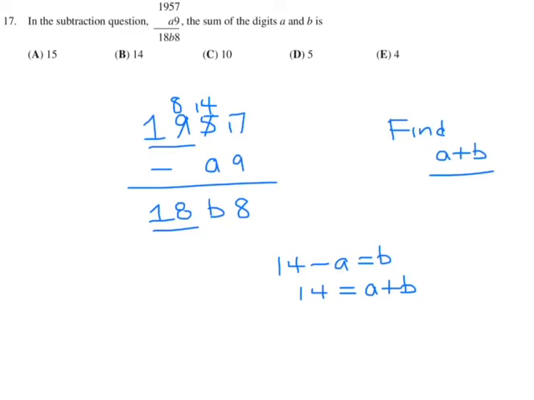And if you do a little bit of inspection here, you'll find that A is actually equal to 6. And therefore, 1957 minus 69 becomes 1888. And therefore, B is equal to 8. And A plus B is 14 again. In both ways, we get 14. So the answer for number 17 is B.